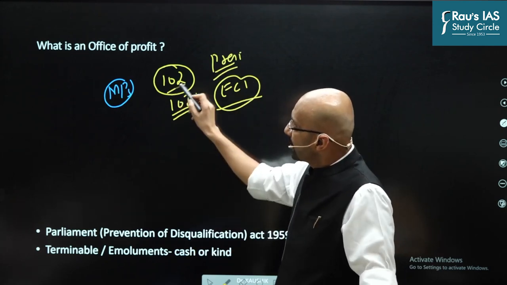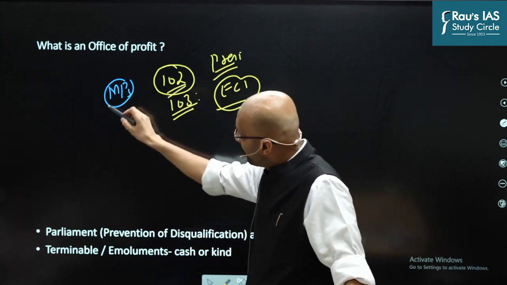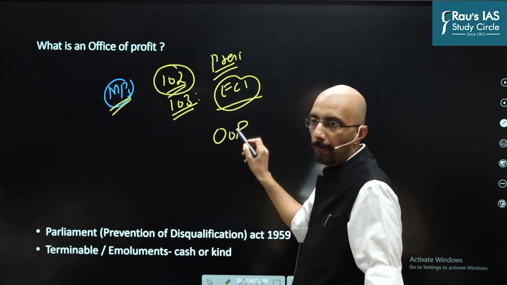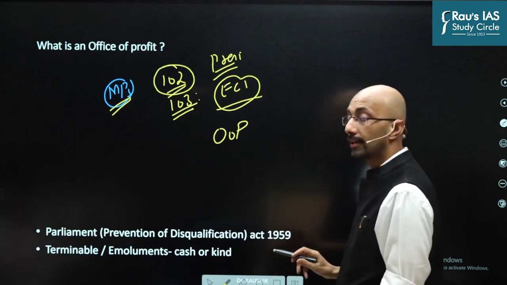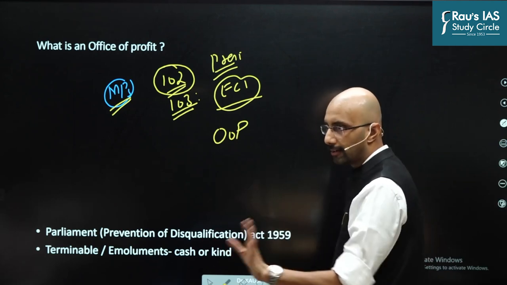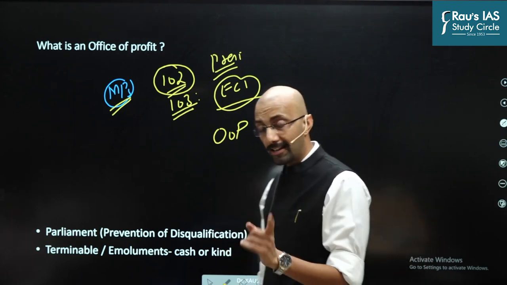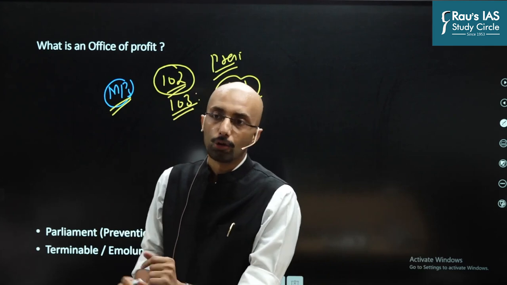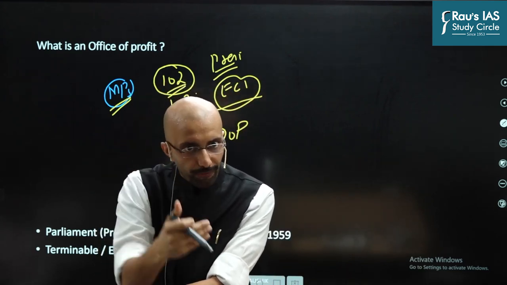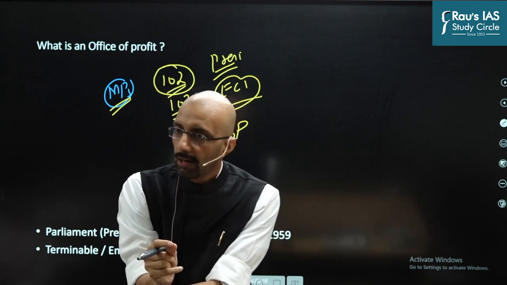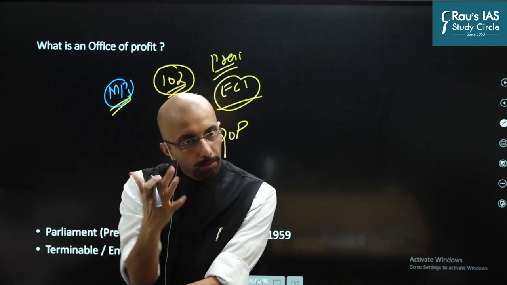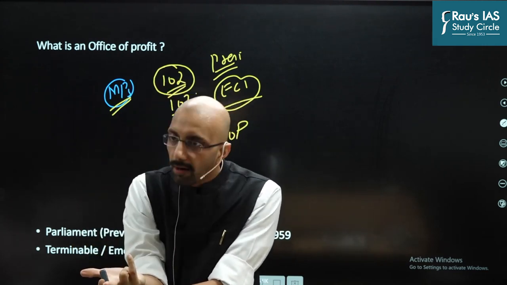However, Article 102 says that MPs will not be disqualified on holding certain offices of profit if Parliament has made a law declaring that if an MP holds these offices, the MP will not be disqualified. It means Parliament has been given the power by the Constitution to make a law. And in that law, what will they do? They will give a list of offices of profit. And what will they write? If any MP holds any of these offices, then that MP will not be disqualified. So Parliament used that power and made a law.